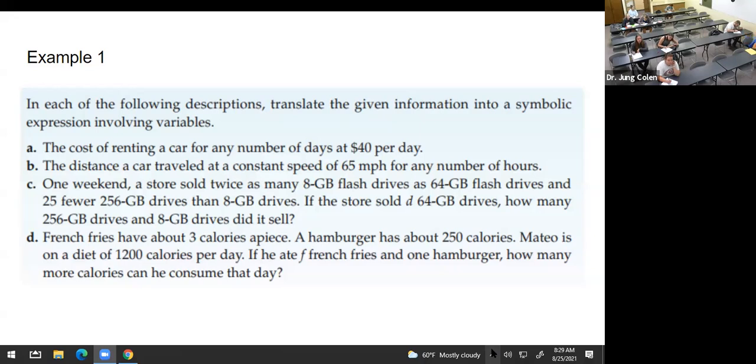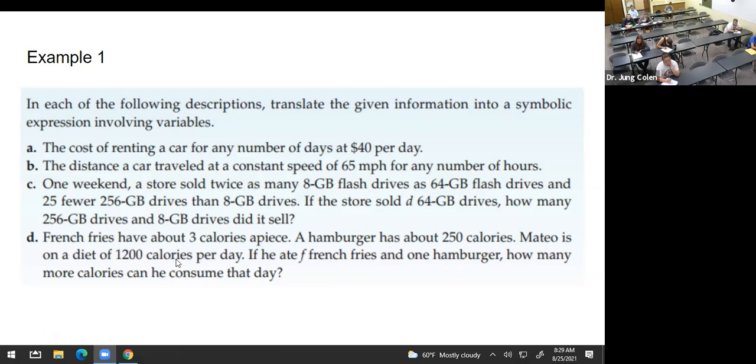How is it going? Any idea? I think Anna can answer this. It would just be 3F plus 250. What do you think, guys? That's how much he's gonna consume, right? But he wants to have 1,200 calories a day. And we want to subtract that from 1200, like 3F. Or the other way around. Yeah.